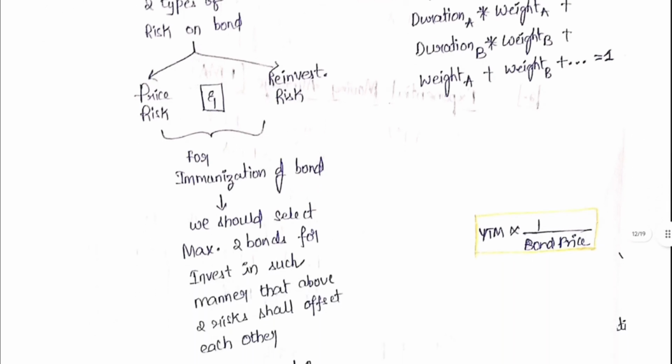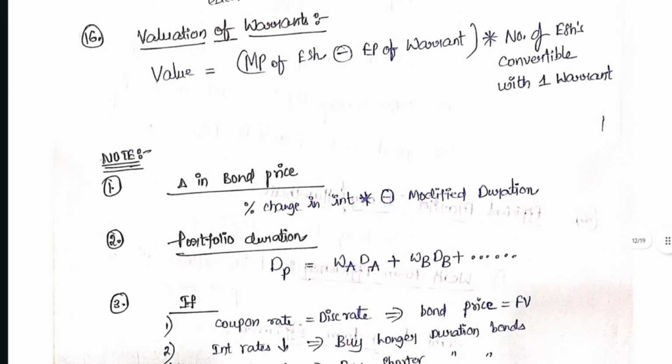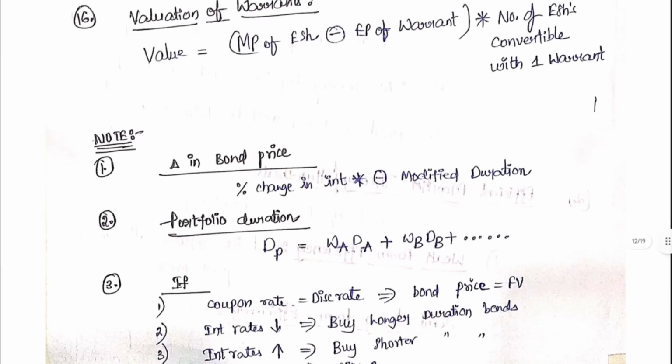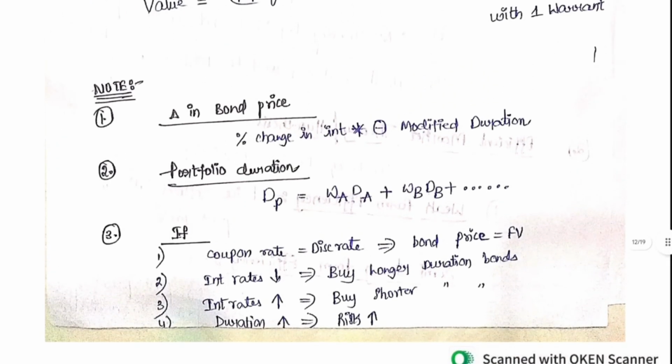YTM is inversely proportional to bond price. Valuation of warrants. Warrant value equals market price of equity shares less excess price of the warrant, into number of equity shares convertible with 1 warrant. Change in bond price equals percentage change in interest rate into minus modified duration.